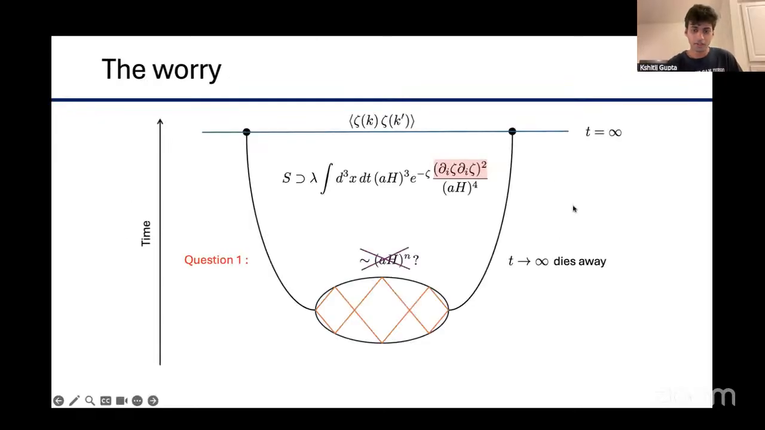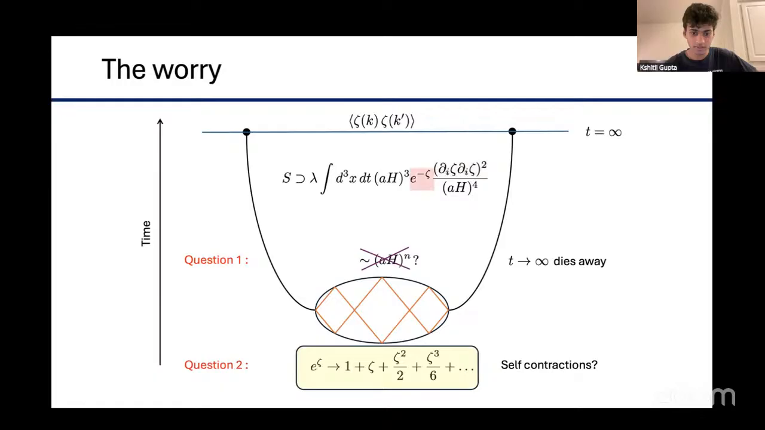Remember that we had two questions at the beginning. One was, if we put these derivatives of zeta, can they give rise to any time dependence? And the other was how to understand these infinite self-contractions of e to the zeta.